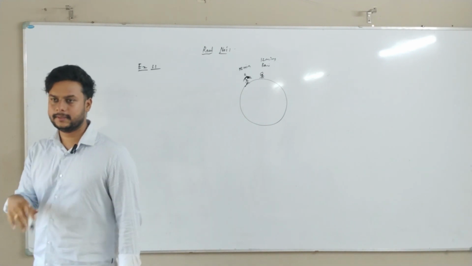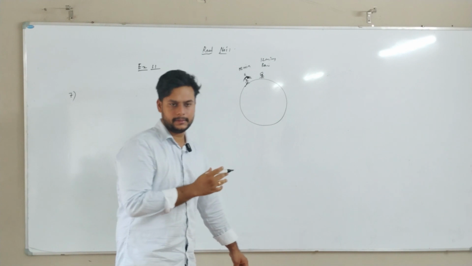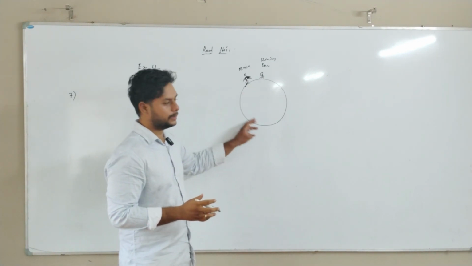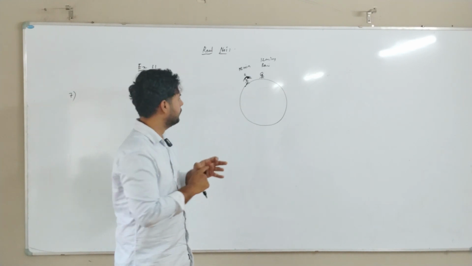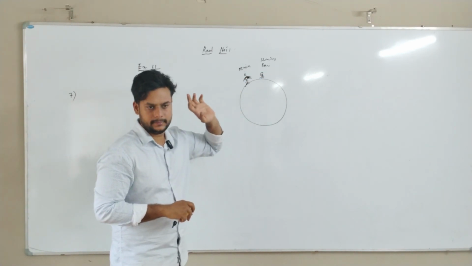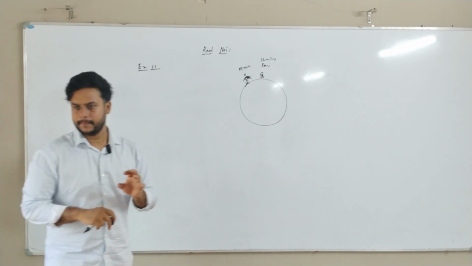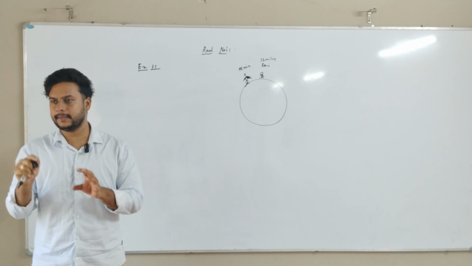The distance is the same. Think the circular path is 1 kilometer. Both are running the same 1 kilometer, but Sonia is taking 18 minutes and Ravi is taking 12 minutes. Understood the question? Ravi takes 12 minutes to finish one round, and Sonia takes 18 minutes to finish that same round.